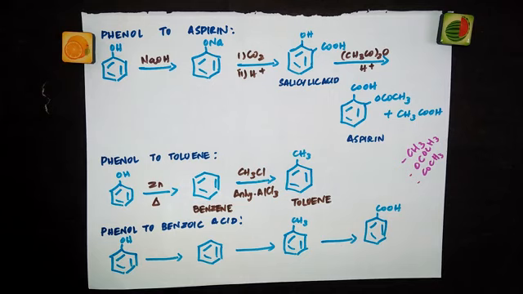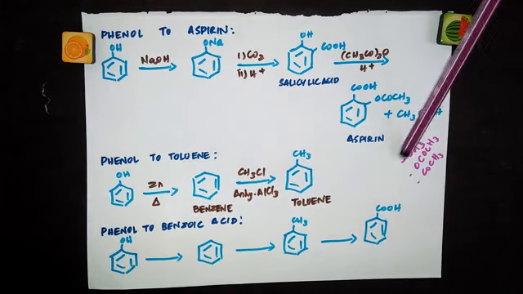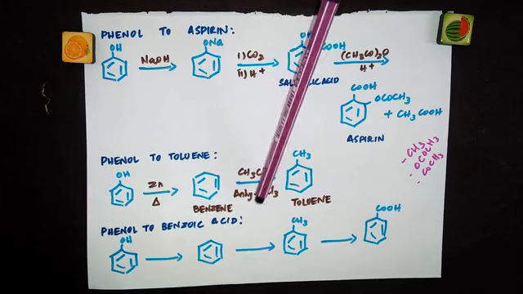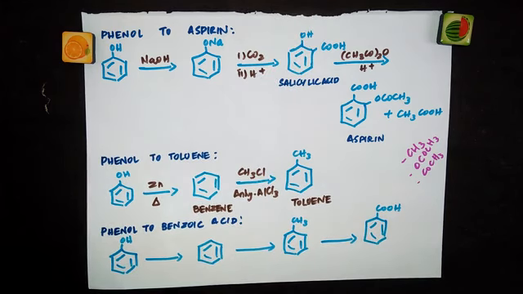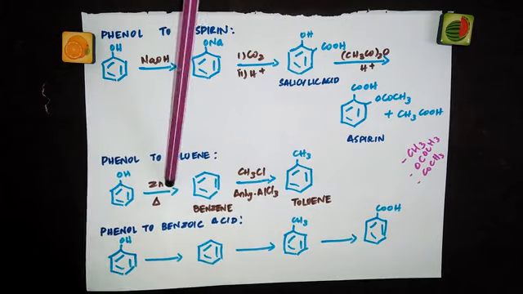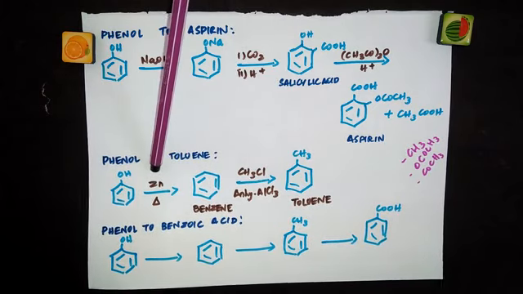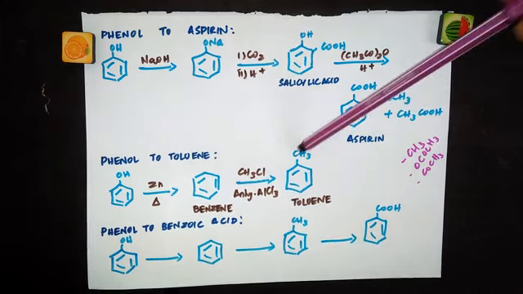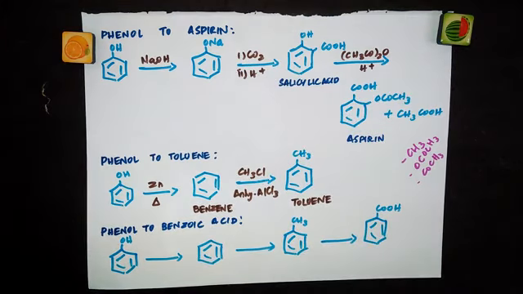The next one is conversion of phenol to toluene. Which means you are introducing a CH3 group, which means alkylation. As I told you, you are going to take CH3Cl in the presence of anhydrous aluminium chloride. So phenol is reduced to benzene by heating it with zinc, and then benzene is treated with CH3Cl in the presence of anhydrous aluminium chloride. You are getting CH3 in the benzene ring. So this is toluene. The next one is converting phenol to benzoic acid.